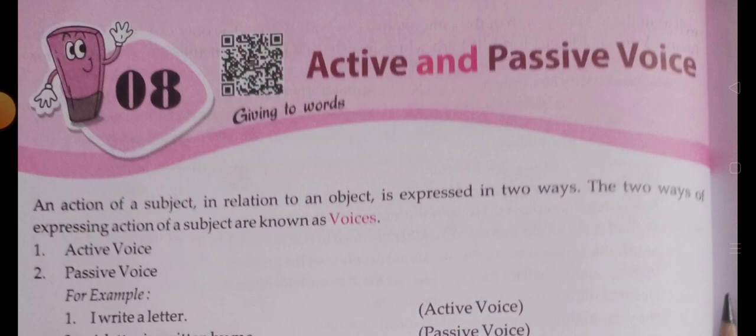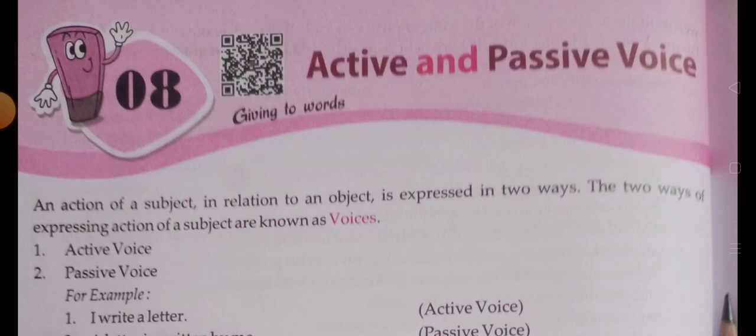Now see, an action of a subject in relation to an object is expressed in two ways. The two ways of expressing an action of a subject are known as voices. One is active voice and the other one is passive voice. Now see, I write a letter. This is active voice, and if I change it into passive, it will be: the letter is written by me.